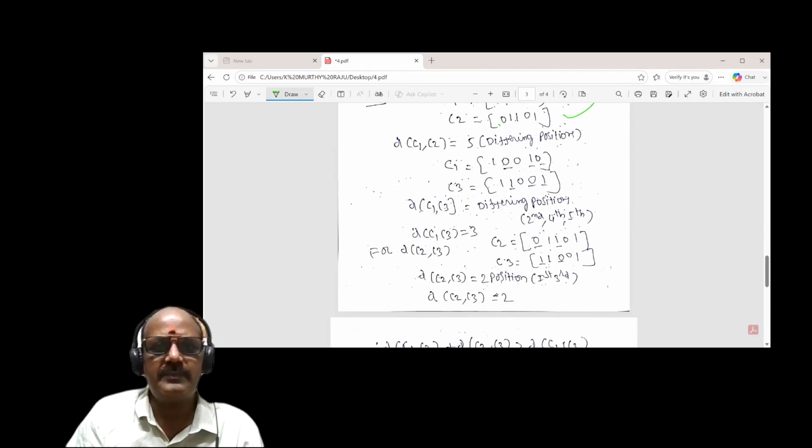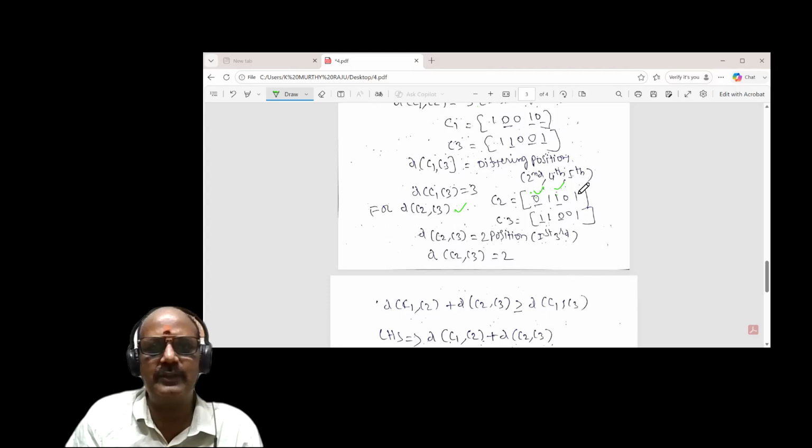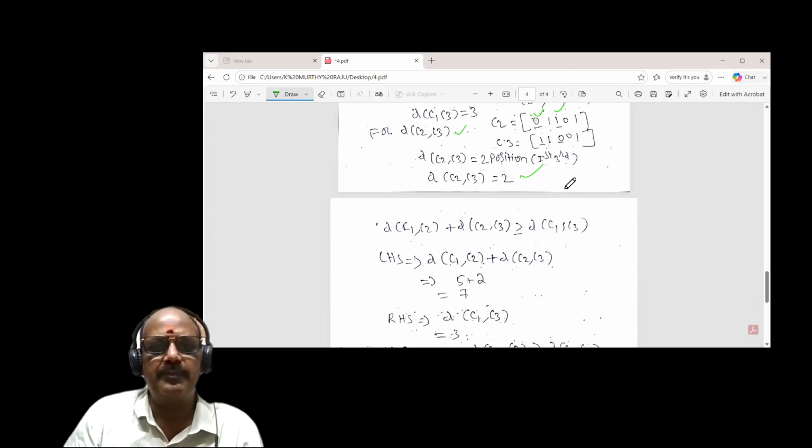Coming to the Hamming distance between the two code words C2 and C3. C2 is equal to 0, 1, 1, 0, 1. C3 is equal to 1, 1, 0, 0, 1. The differing positions are the first and third. D(C2, C3) is 2 positions, so D(C2, C3) is equal to 2.